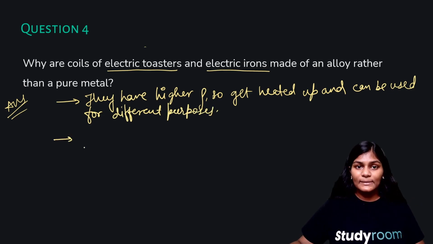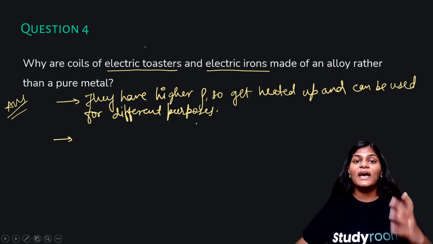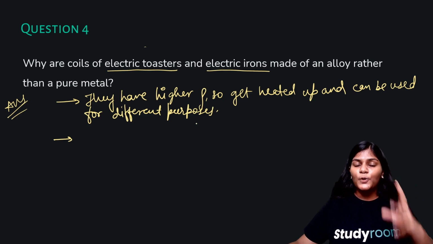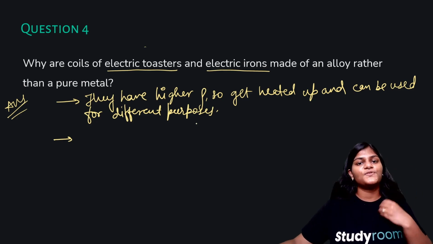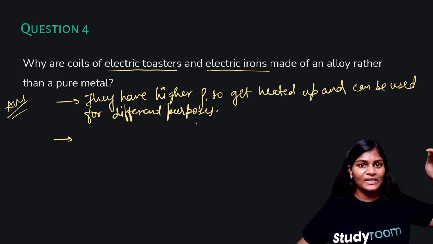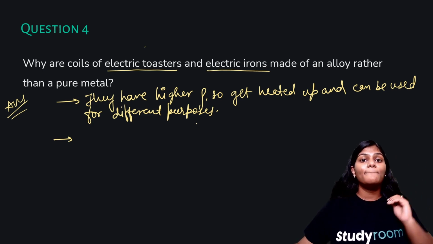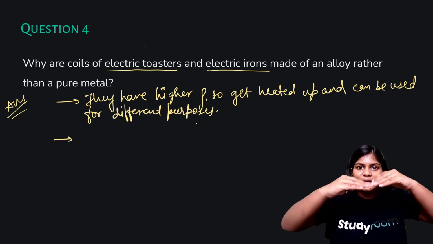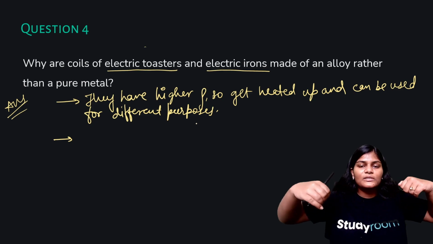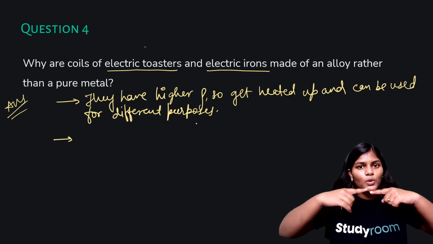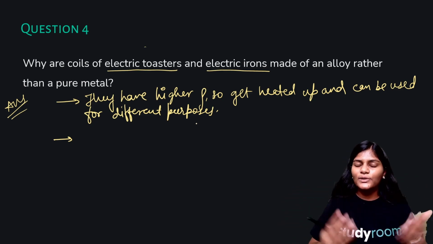Okay. Second point is that these alloys actually have a much higher melting point. The pure metals tend to melt much faster. If the temperature becomes very high, the metals might melt. And what would happen if the metal melts? It would just melt and just disappear. So, would your circuit be closed and continuous? No, right? Your circuit would become open.